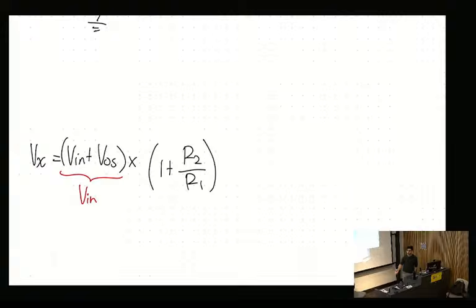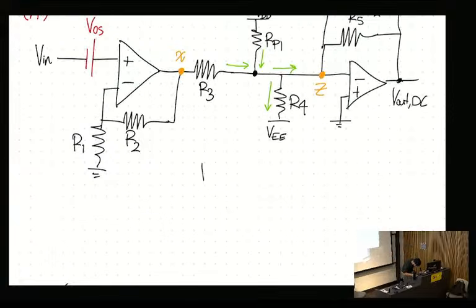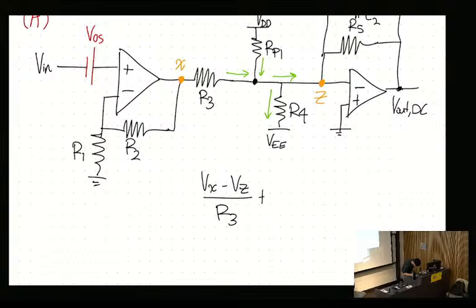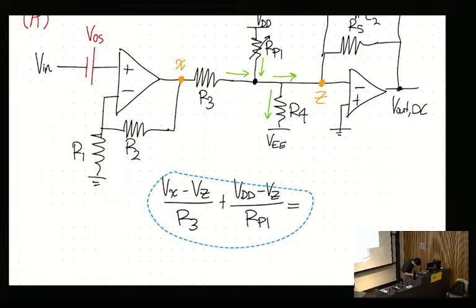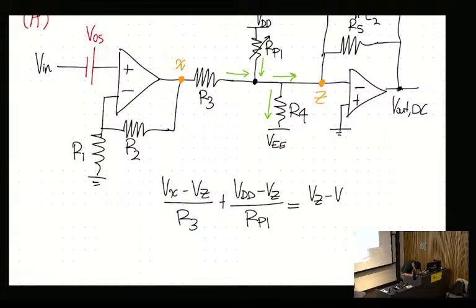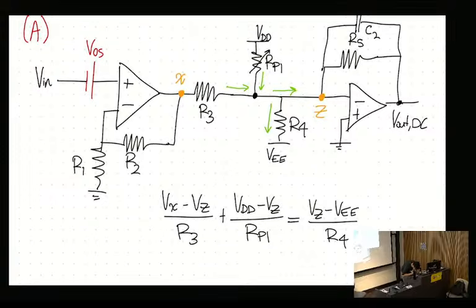It doesn't really matter, just so I don't have to keep writing the offset voltage. So then what we have is (Vx minus Vz) on R3 equals, plus, (VDD minus Vz) on RP1, being the trim pot, equals (Vz minus VE) on R4. Have I left anything out?